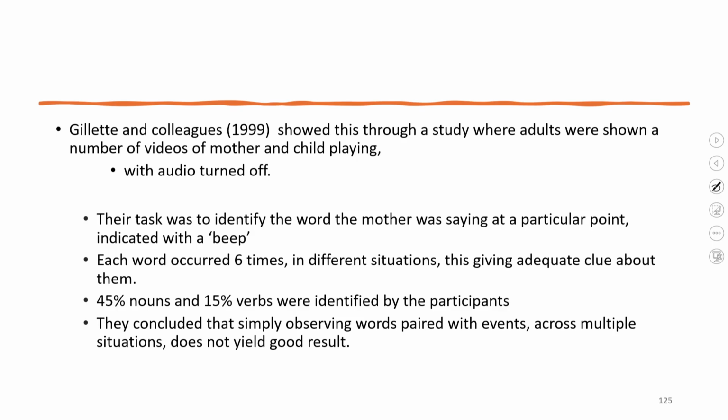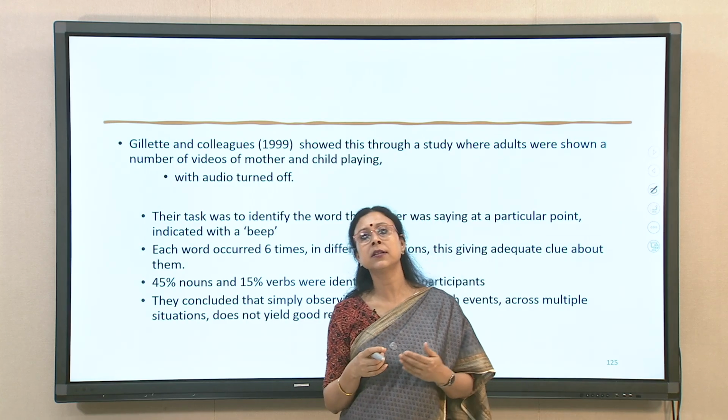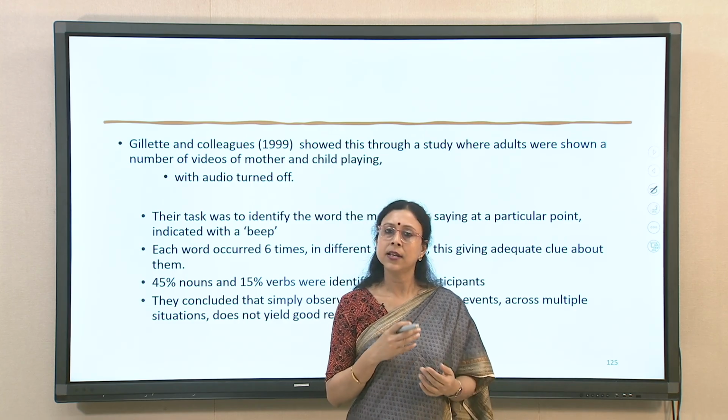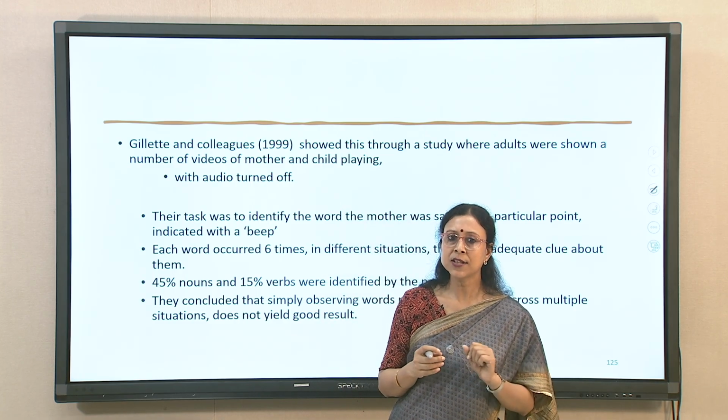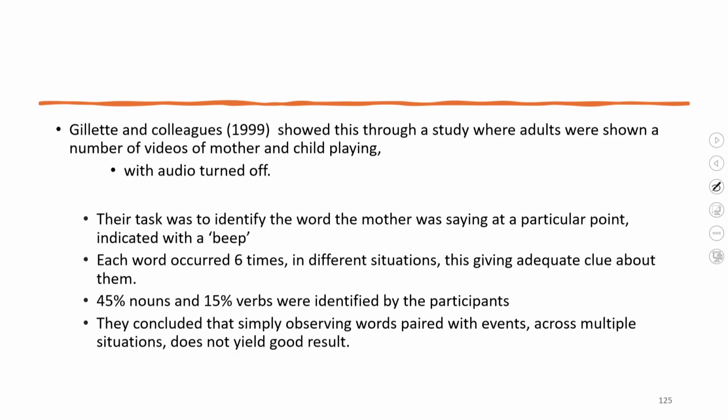The study went like this. Adults were shown a number of videos of mother and child playing, and the audio was turned off. So, they could not hear what the mother was saying to the child, but they looked at the video. The task was to identify the word the mother was saying at a particular point, indicated with a beep. Wherever there was a beep, the person was supposed to say what the mother is saying to the child.